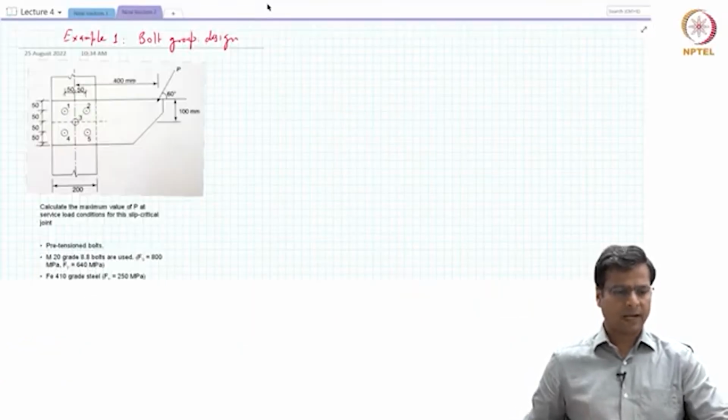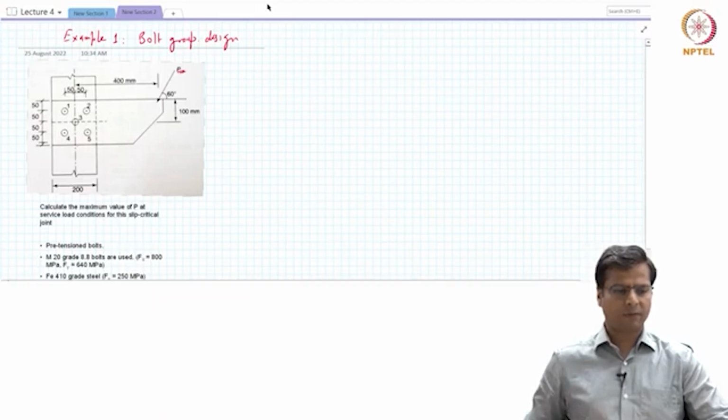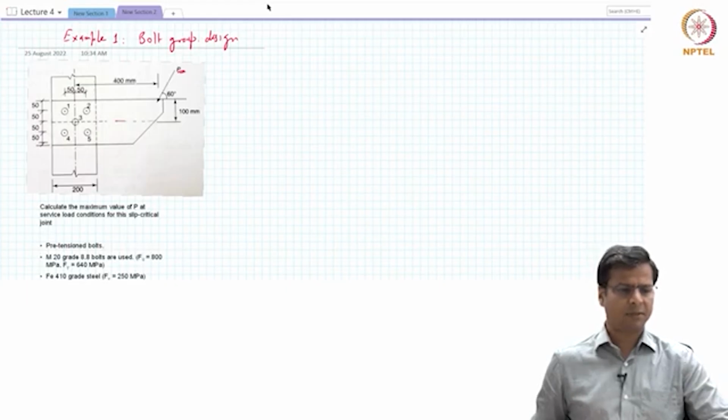So we have just described the problem that we need to solve. The question is that we need to calculate the maximum value of this force P that can be resisted safely by this bolt group. We know the eccentricity and these different dimensions. This dimension is 100, this spacing is 100 millimeters, and the horizontal distance from the centroid of the bolt group to the loading location is 400 millimeters.